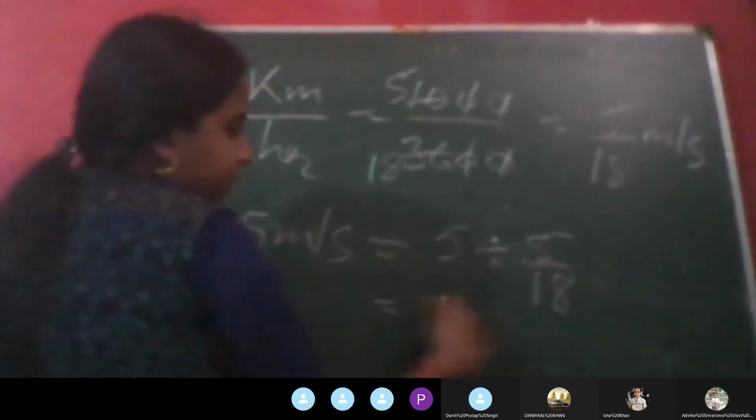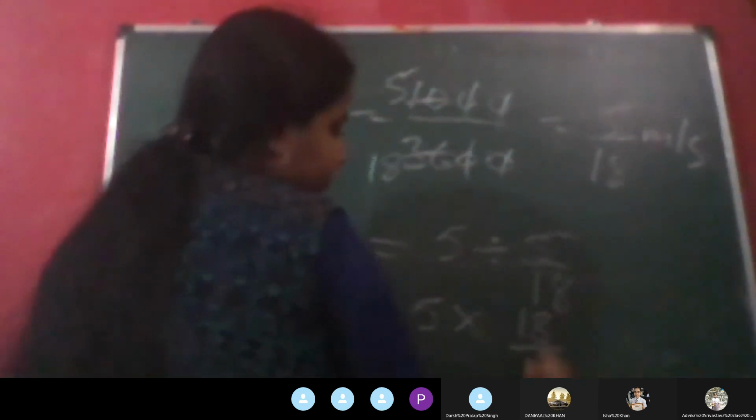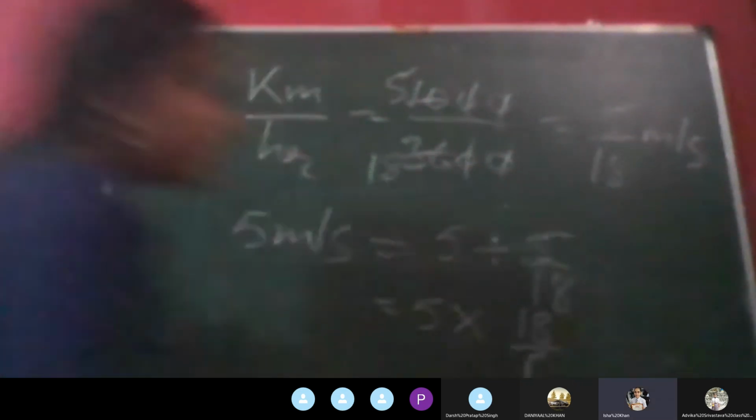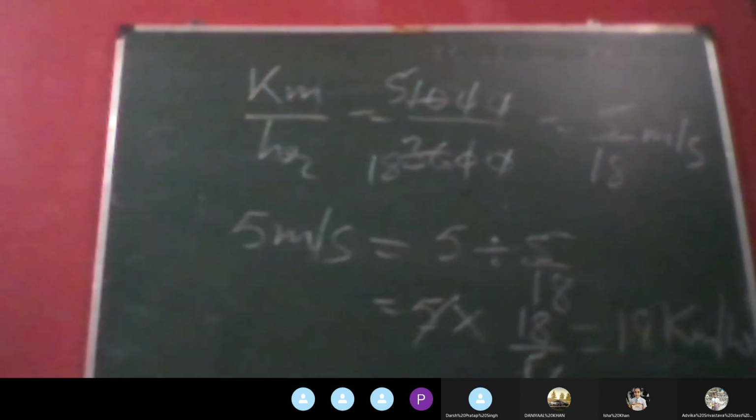Divided will change to multiplication: 5 multiplied by 18 by 5. We have learned this in fractions. So, 80 kilometers. I hope the conversion is clear, the direct conversion.